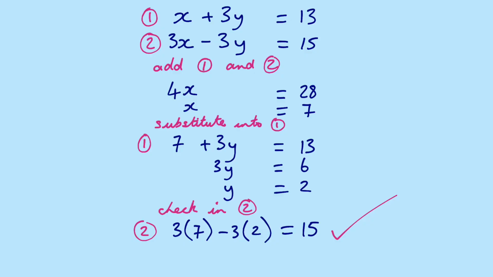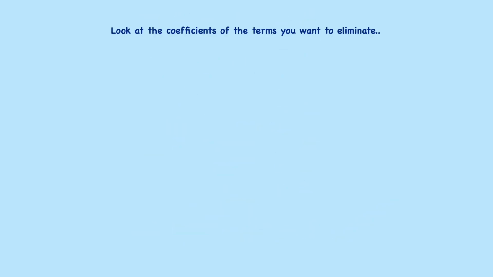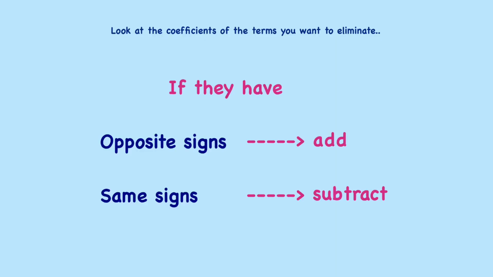Now in the first example, we subtracted to eliminate, and in this example, we added to eliminate. So we need to look at some sort of general rule. What you do is you look at the coefficients of the terms you want to eliminate. If they are opposite signs, you add, and if they're the same signs, you subtract.